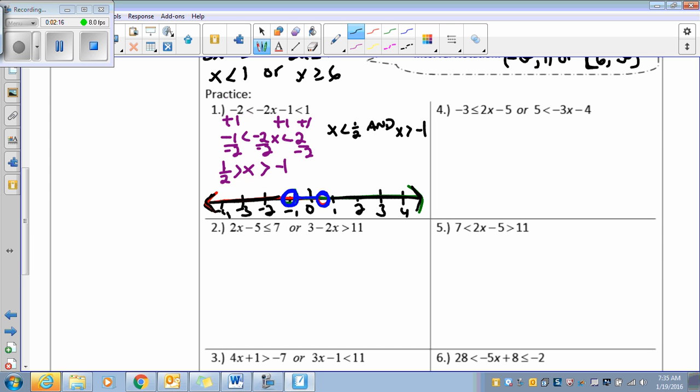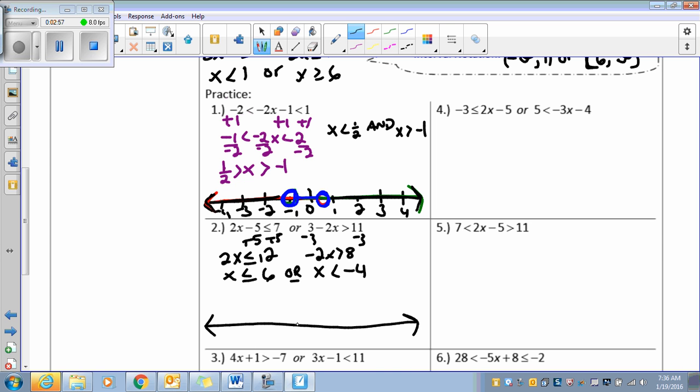Alright, so let's look at number 2. Number 2 is or, so we can have one solution or the other that does not have to satisfy both, so we'll solve both inequalities. Can add 5. We get 2x is less than or equal to 12. Divide by 2 and we get x is less than or equal to 6. And again, we can solve on this side. So we have -2x is greater than 8. And if we divide by a negative, again, we're going to have to flip that inequality sign. So we have x is less than -4, and this is or. Right, so it can satisfy either inequality.